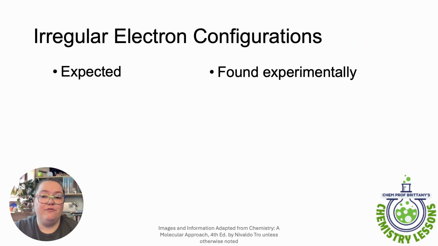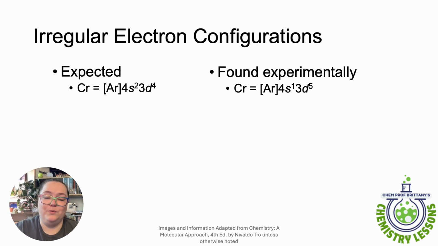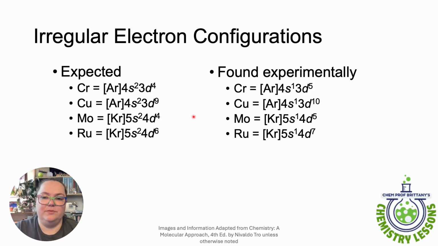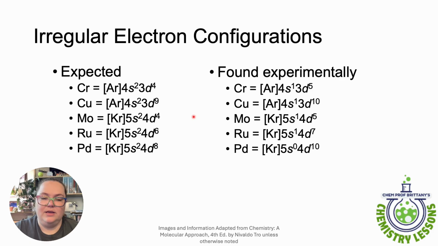Alright, so, for example, chromium. We expect it to be argon, then 4s2, and then 3d4. But what we actually get is 4s1, 3d5. Same for copper. We expect 3d9. We get 3d10 because we only put 1 in the 4s. Likewise for molybdenum, ruthenium, palladium. Electron configurations for transition metals are weirdos. It's not something that I will be asking in our course, but I expect you to be aware of it.